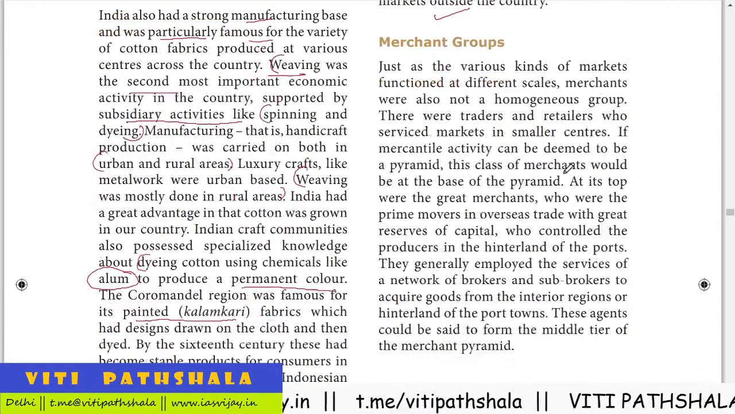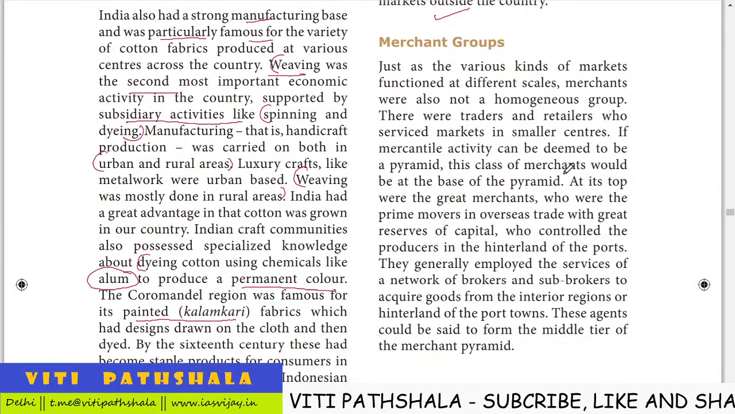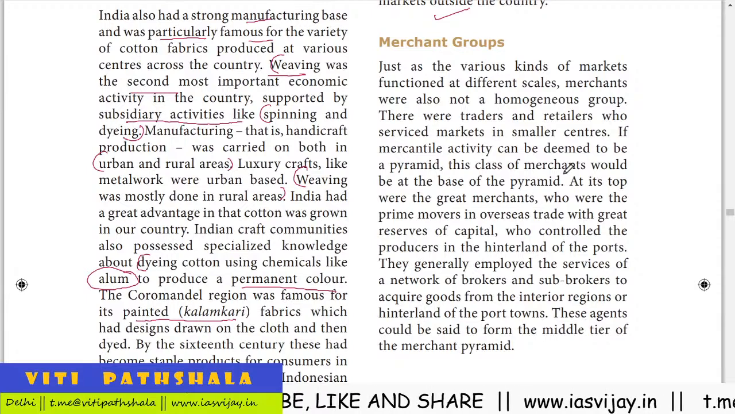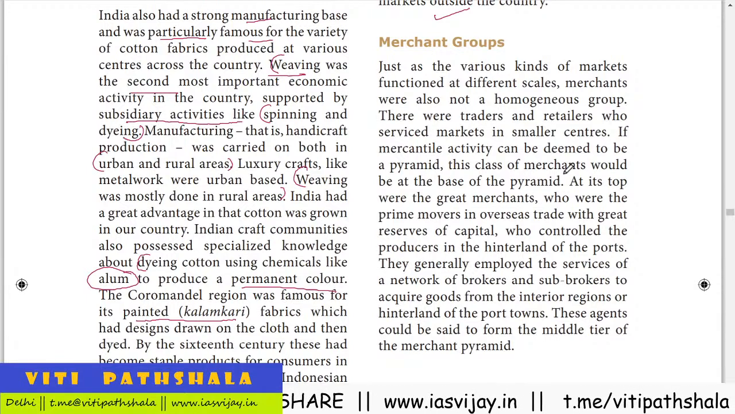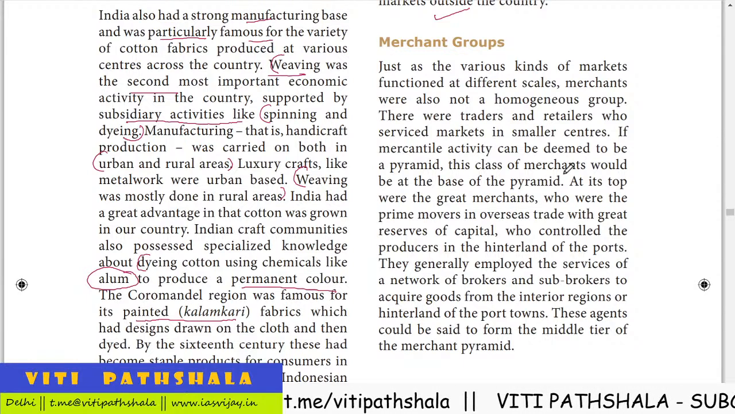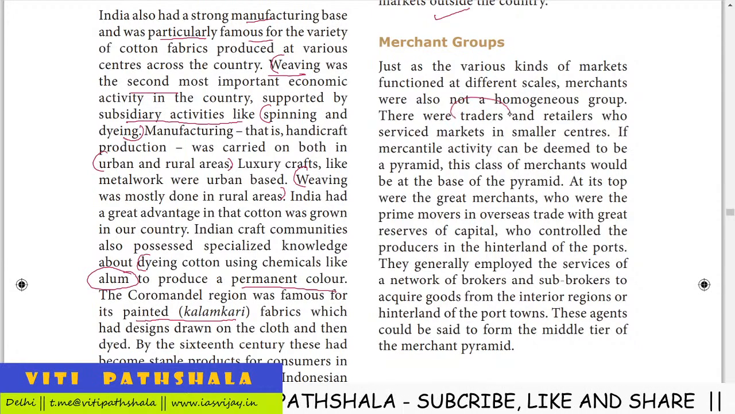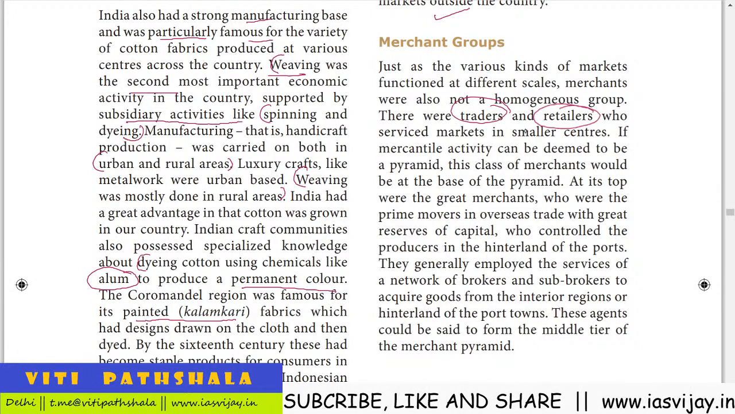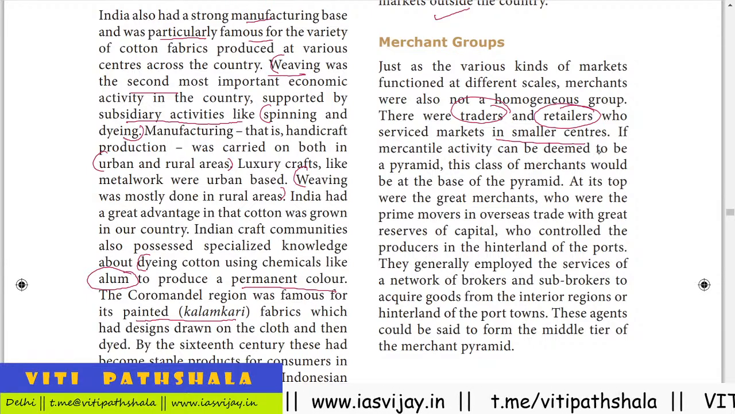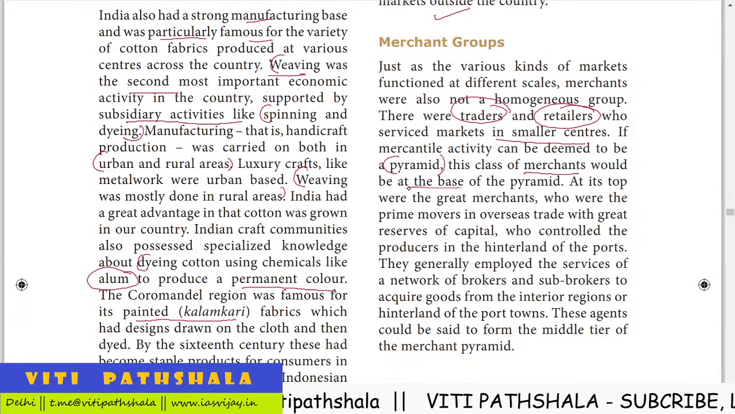Next comes the merchant groups. Just as the various kinds of markets functioned at different scales, the merchants were also not a homogeneous group. Now there were the traders and the retailers who serviced the markets in small centers. So who were there? Traders and retailers who served small centers. Now if the mercantile activity can be deemed to be a pyramid, this class of merchants would be the base of the pyramid.